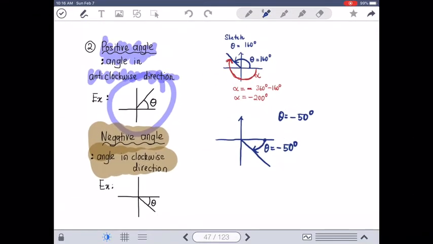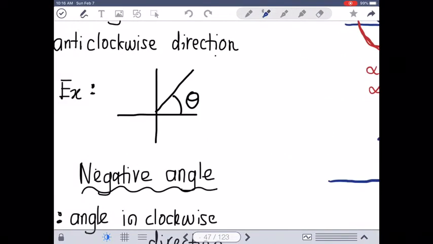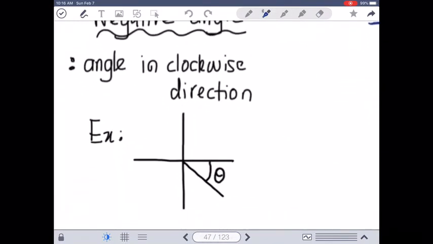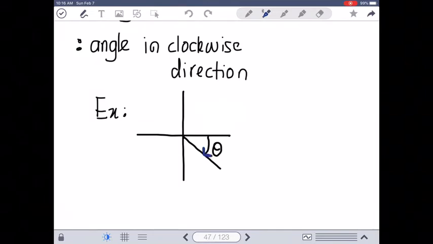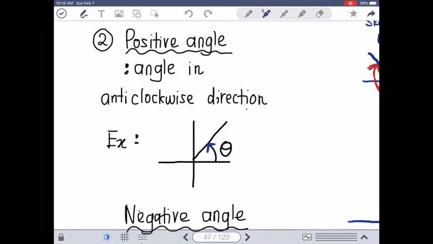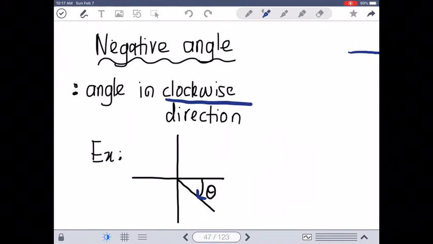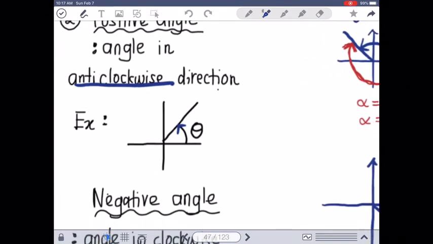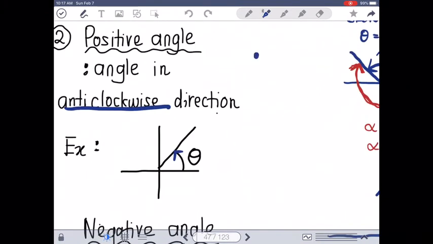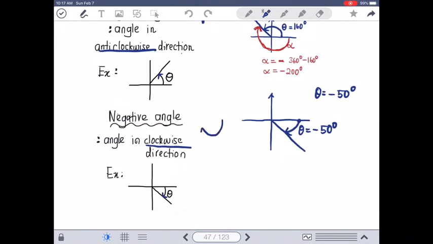I hope you understand what is meant by positive angle and negative angle. Positive angle goes in the anti-clockwise direction. Negative angle goes in the clockwise direction. So a positive angle goes like that, and a negative angle goes down.